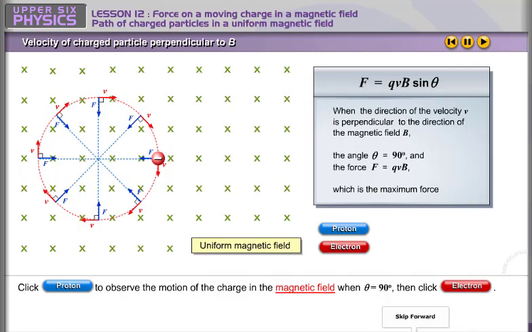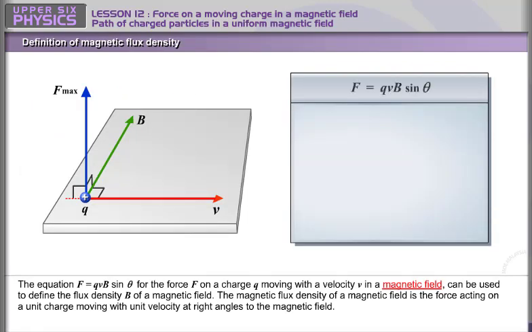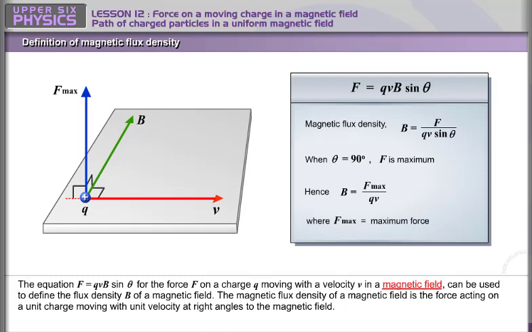The equation F equals QvB sine theta for the force F on a charge Q moving with a velocity v in a magnetic field can be used to define the flux density B of a magnetic field. The magnetic flux density of a magnetic field is the force acting on a unit charge moving with unit velocity at right angles to the magnetic field.